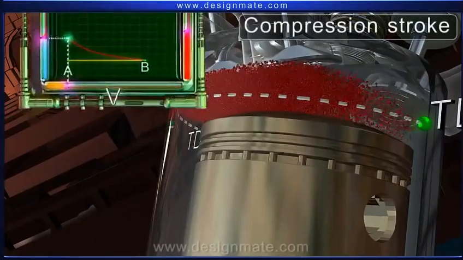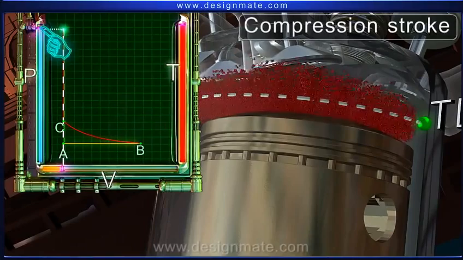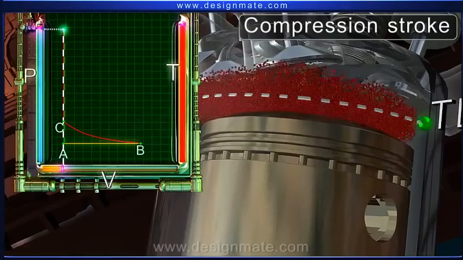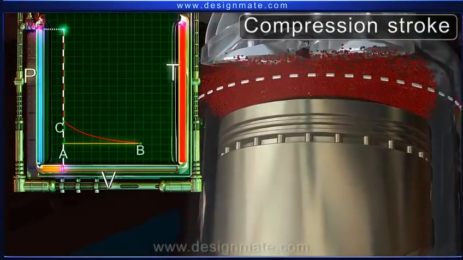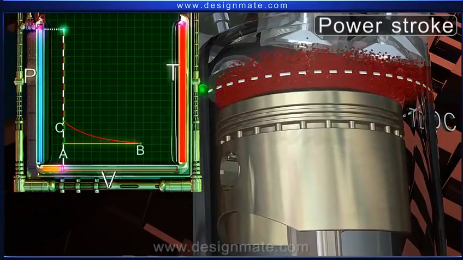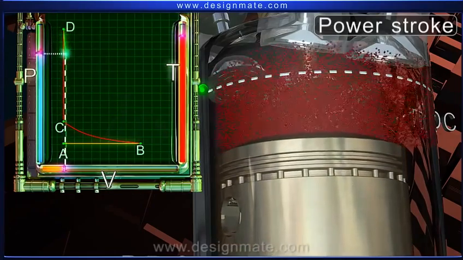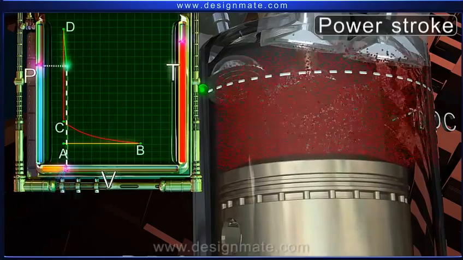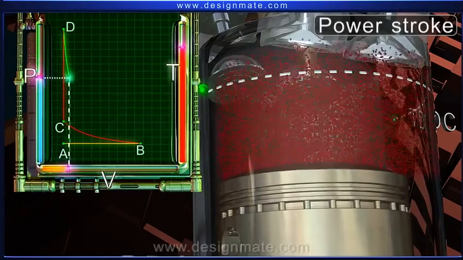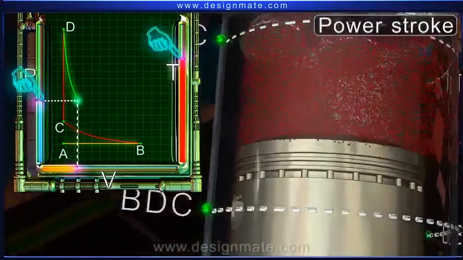Rapid combustion in the closed cylinder increases the temperature immensely. The pressure in the combustion chamber increases to a very high value with almost no change in volume. Power stroke. During this stroke, since both the valves are closed, the increased pressure acts on the face of the piston. So, the piston moves down towards BDC. As a result, volume occupied by the gases increases. As no heat is transferred to the cylinder, the pressure and temperature of the gases decrease.